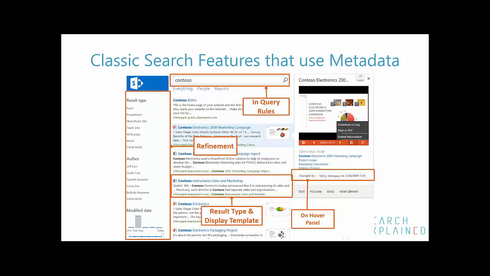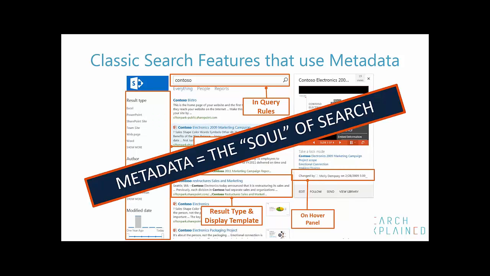So if you improve metadata, if you improve your information architecture, if you add more structure to your content, you improve search. Imagine if you want to customize your search center, you need that improved and enhanced content for everything. And usually I say that metadata is the soul of search. Without good metadata, you cannot have good classic search. And unfortunately, the graph won't do the magic for you.